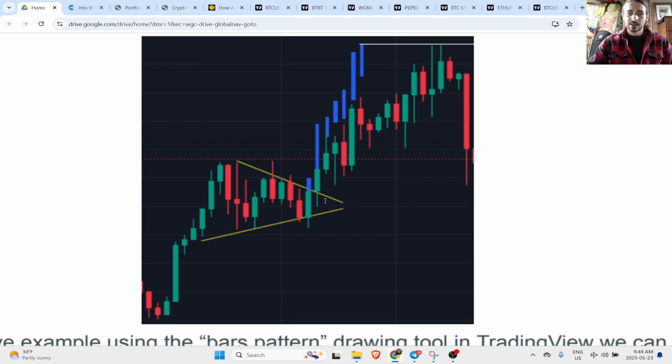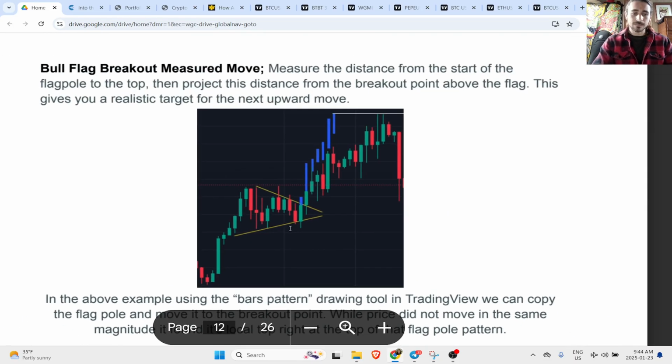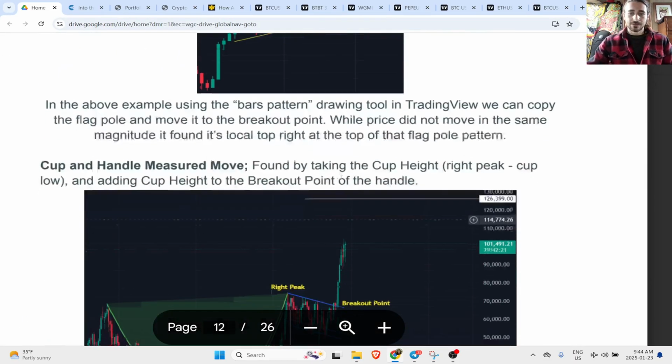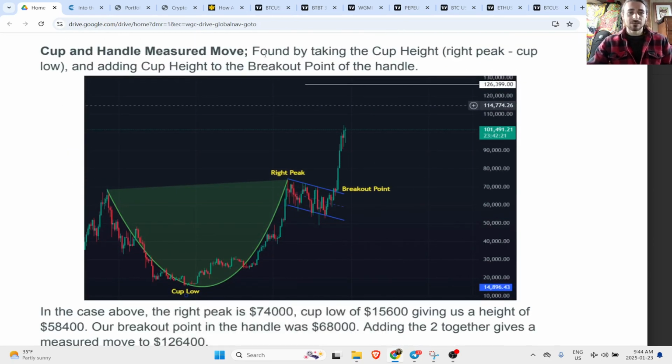So you can see, although price didn't come up in the same trajectory, it still basically topped out right at the same level, so still a valid price target there. And then you can see this huge dump afterwards, so definitely calling the top very well there with that measured move. Going down, we've got our cup and handle measured move.